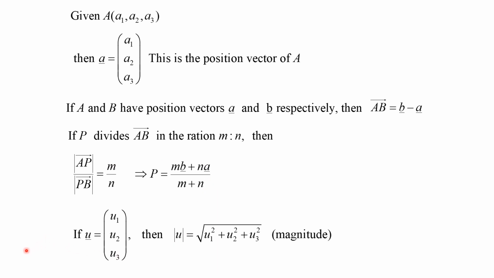And next, if you have a vector U, for example, with U1, U2, U3 as the components of the vector, then the modulus of U, which is also known as magnitude, can be identified simply by using this formula: U1 squared plus U2 squared plus U3 squared, the sum of the three components being squared. So this is how you look for the magnitude of three-dimensional vectors.